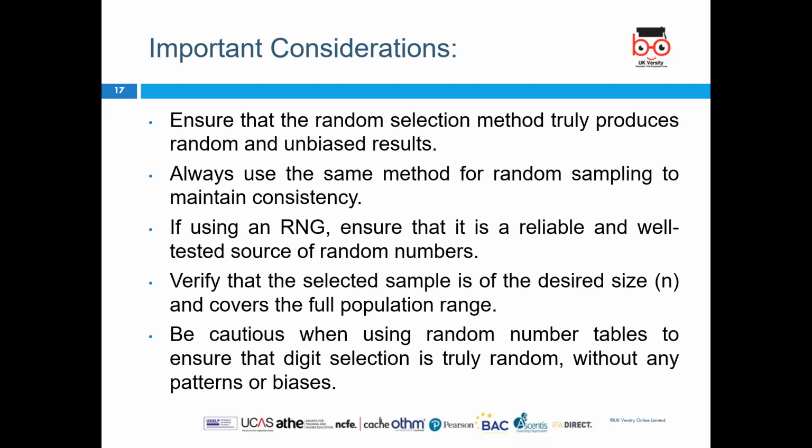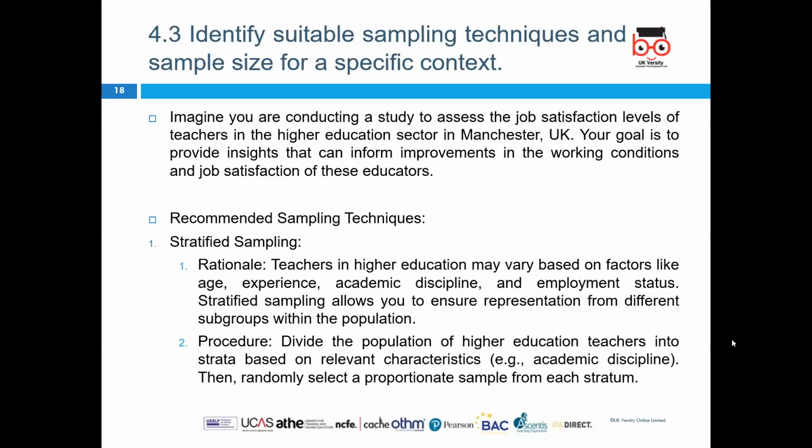And then always the same method for random sampling is to be used so as to maintain consistency. And if using a random number generator, ensure that it is a reliable and well-tested source of random numbers. Finally, you should be cautious when using random number tables, to ensure that digit selection is truly random without any patterns or biases.